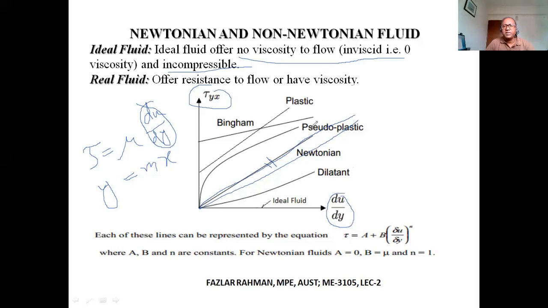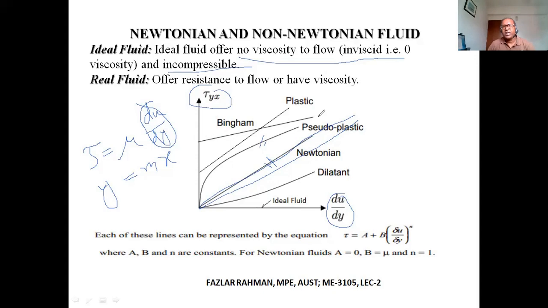Then you see pseudo-plastic. They also pass through the origin, but the line is not a straight line, it also makes some curve. Then there is a plastic, and this one is a Buckingham fluid.